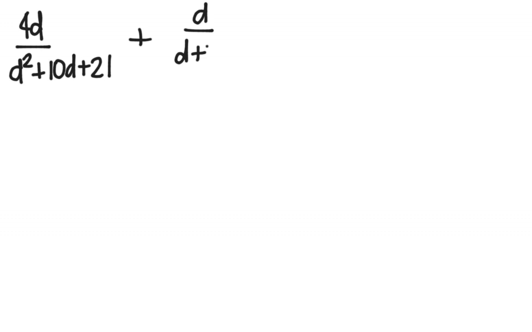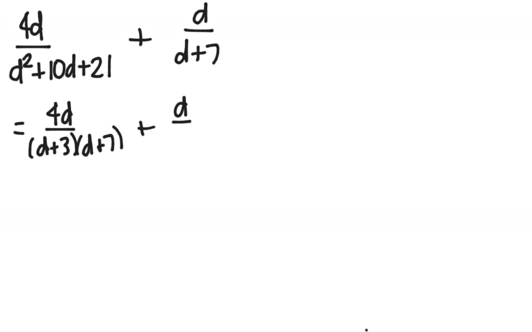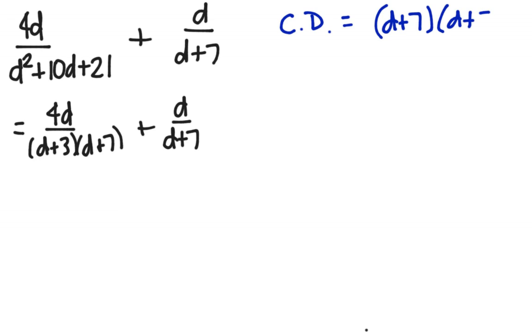Let's show you another example. This one has 4d over d squared plus 10d plus 21 plus d over d plus 7. Again, we don't have common denominators, so I need to factor just like I did before. So we have 4d over d plus 3 times d plus 7 plus d over d plus 7, because d plus 7 is already factored. For my common denominator this time, both denominators have d plus 7, and my first denominator also has d plus 3, so I need d plus 7 times d plus 3.